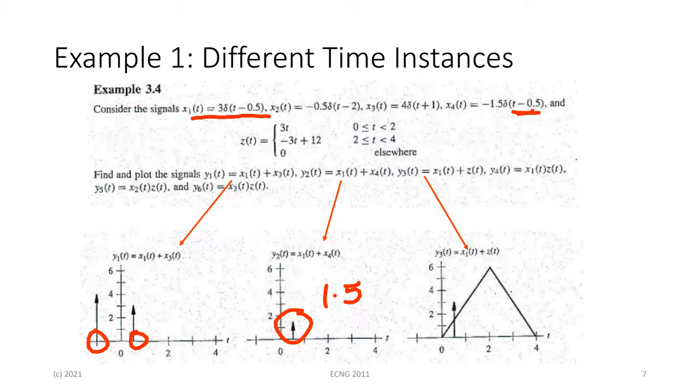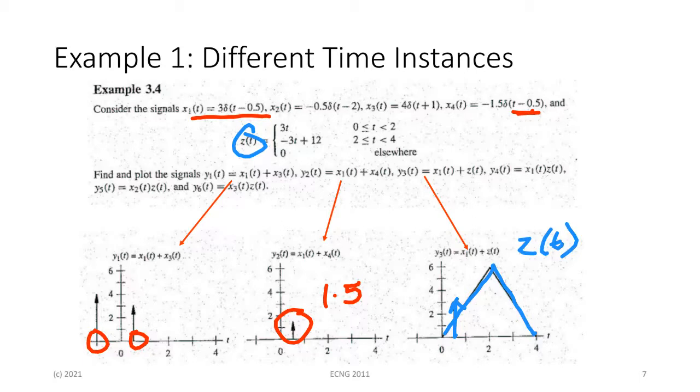And then, to throw some things into perspective, here's a function z(t). For t between 0 and 2, it is 3t. For t between 2 and 4, it is minus 3t plus 12, and it is 0 elsewhere. So in fact, it is this little triangle function here. So x1, which is a delta here, plus z(t), which is that triangle here.